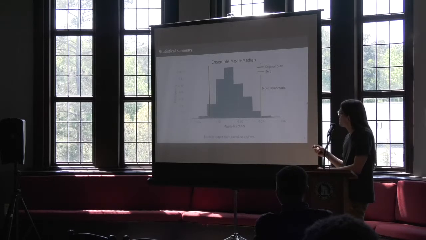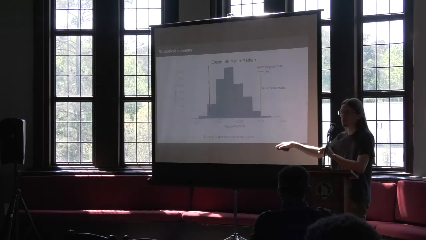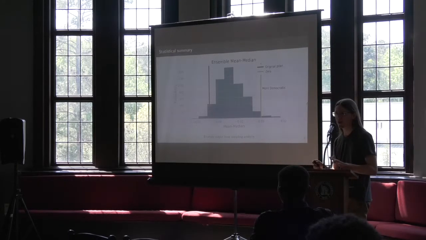So this is using a measurement called mean median. I'm not going to explain exactly how it works, but here's the gist of it. A positive number means it's better for Democrats, the map that you drew. A negative number means it's better for Republicans. I don't mean anything specific by that. That's just how the order of the numbers happen to work out.